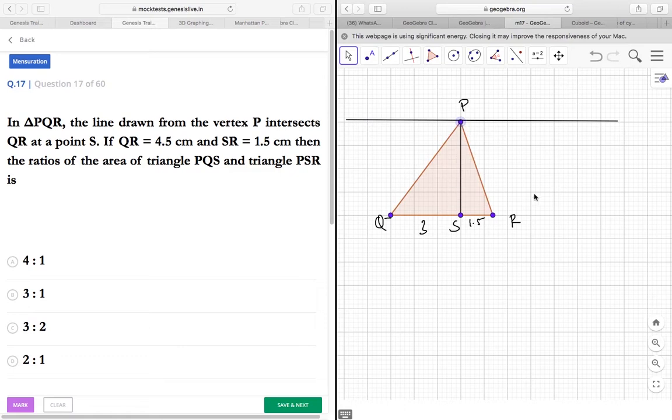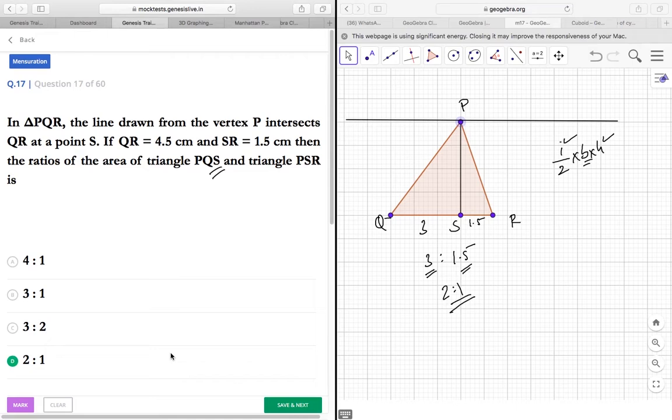Then what is the formula of the area? Area is half into base into height. So the height of both the triangles is the same. So the area ratio will be nothing but the ratio of the lengths of the bases. So the ratio of the areas of these two triangles will be 3:1.5. Initially they have asked PQS, so the corresponding side is 3. Similarly, this one is 1.5. You get 2:1. Option D.